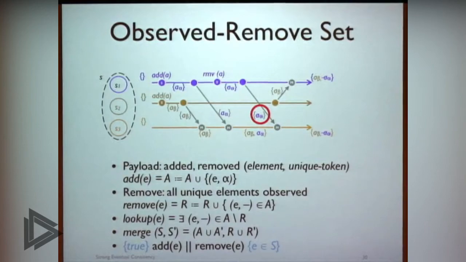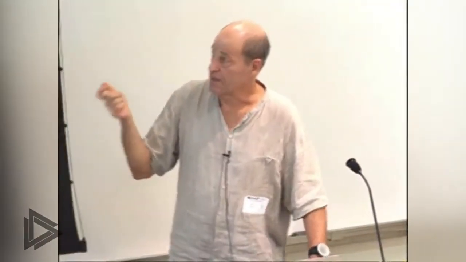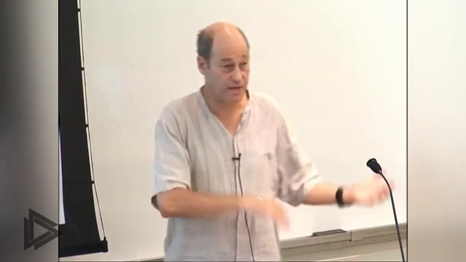So there are different designs for sets, right? There's a design which is well known in the literature, which goes back to the 80s, which we call the 2P set, where every element is unique, and you add it, and you can remove it, but once it's removed, you can never add it again. That's a much simpler specification, much simpler design, but it's much less intuitive because you can never add things back. Here's a design where you can add and remove an element and add it back and remove it, and you get very close to the sequential specification.